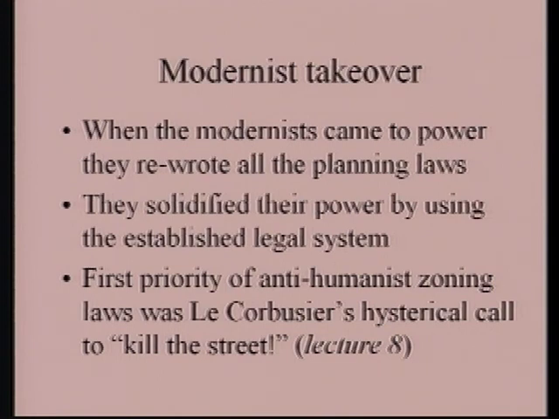Now, the modernists may have been urbanicides, which is close to criminal for our cities, but they were clever, at least some of them. So when they came to power, they rewrote all the planning laws. They solidified their power by using the established legal system. You can say that they commandeered the legal system in order to express their ideology, but they did this successfully. So we have the codes we have today, and they are legal. First priority of the anti-humanist zoning laws was Le Corbusier's call to kill the street, and I have discussed that in Lecture 8.